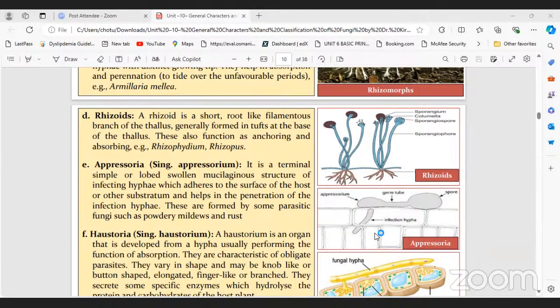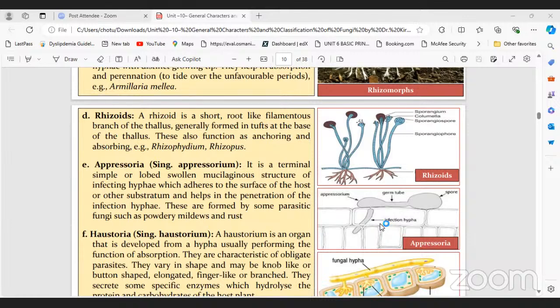These are formed by some parasitic fungi, such as powdery mildew and rust. Powdery mildew, rust meaning white rust. Mainly a cruciferous family is affected by this white rust disease. What is cruciferous? You know, the leafy vegetables, the amaranthus. In that family, these types of powdery mildews and rust disease are observed.